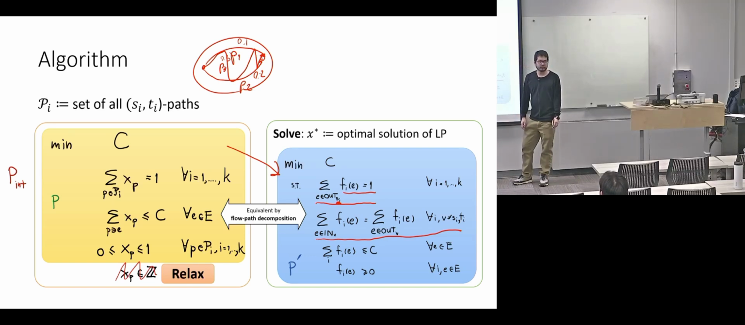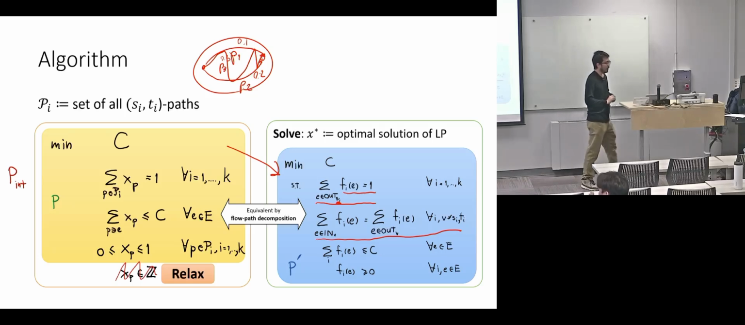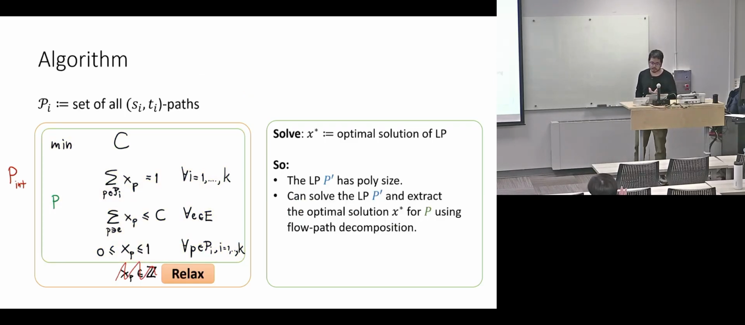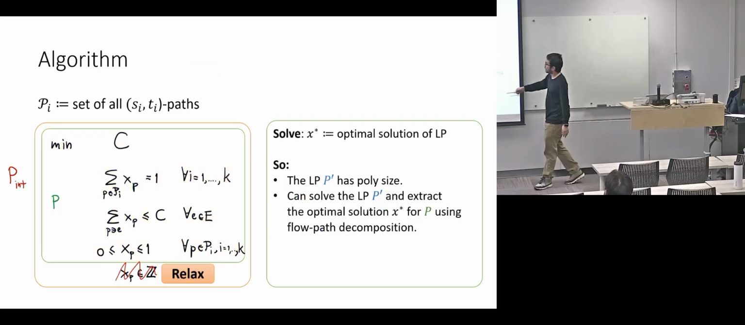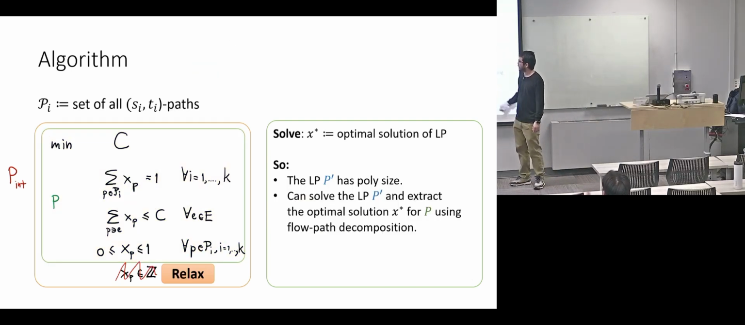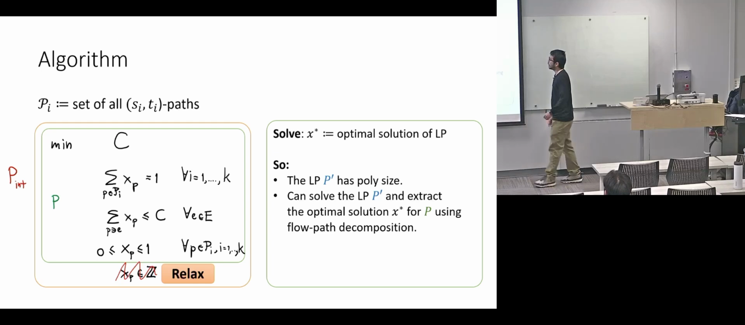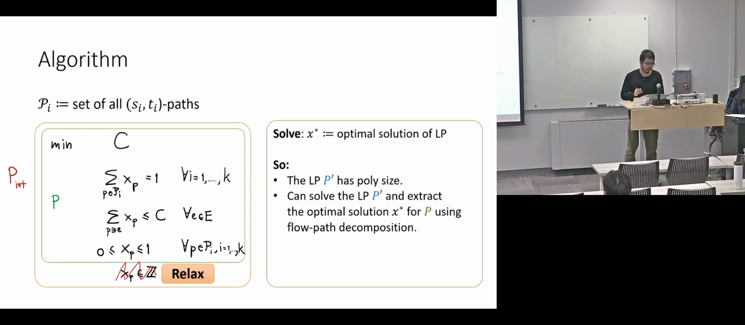More questions? This is kind of quite non-trivial, but yeah. So it means we get the equivalent LP with polynomial size. This is the LP P prime. It's of polynomial size. We can solve it and then extract the optimal solution for this one using flow path decomposition. Okay. So now basically we can solve for x star.